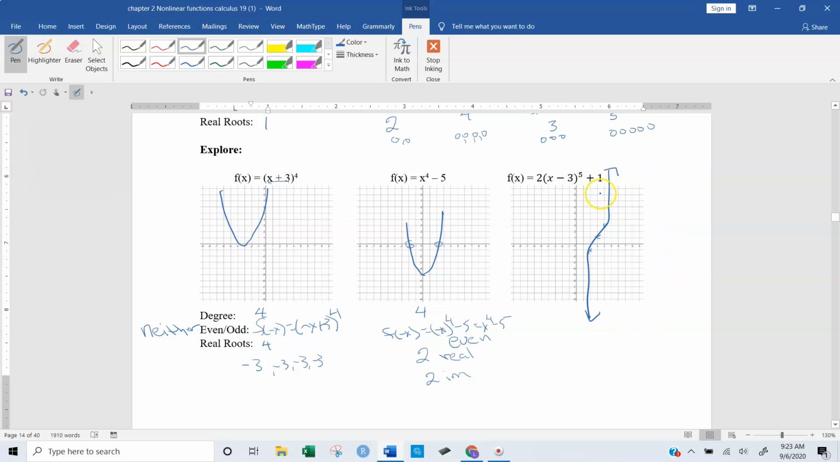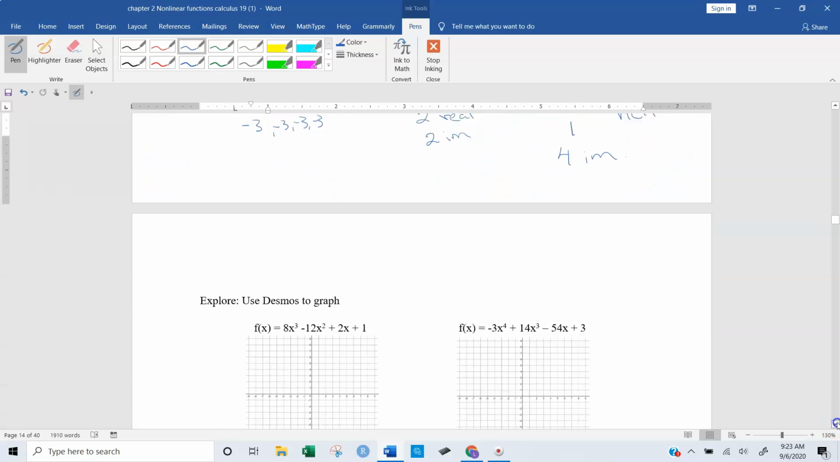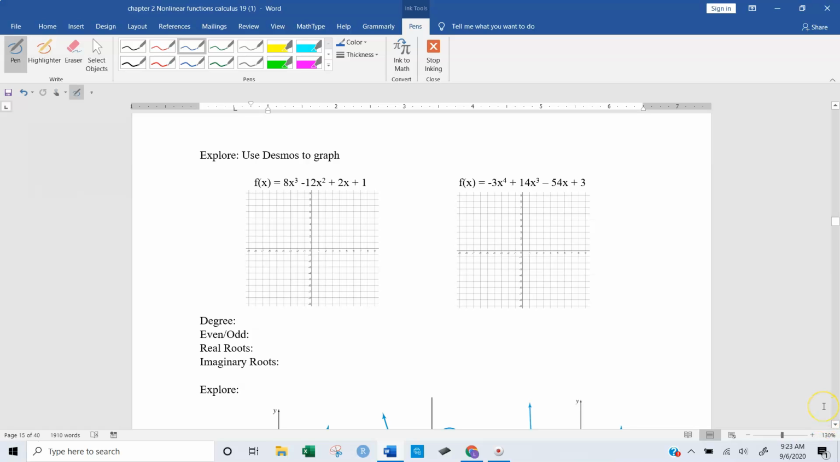All right, this guy is 5. Okay, again, so we know our degree is 5. This time when you type in your negative x, you get 2 times negative x minus 3 to the 5th plus 1. It did not all change. It did not all stay the same. So again, this one is neither. And he has 1 real root. He only crosses the x-axis once. It's not a turning point, so it counts once. And the other 4 are imaginary. I hope you did well. All right, let's continue on. All right, use Desmos and graph these, please.